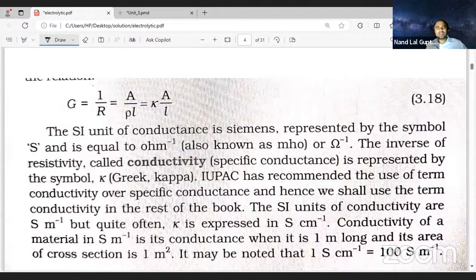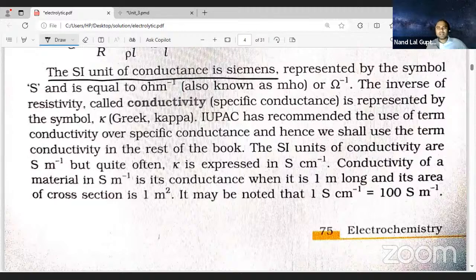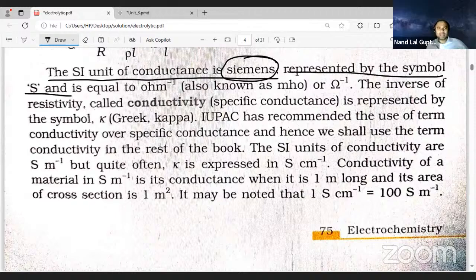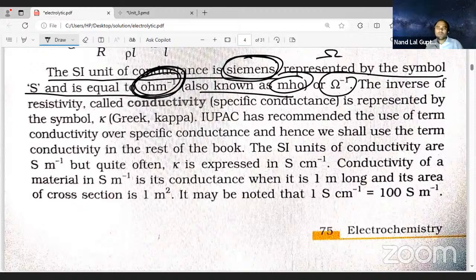There is nothing tough. The SI unit of conductance is siemens. It is represented by the symbol S and is equal to ohm inverse. Siemens is equal to ohm inverse, I already taught you. Also known as mho. Ohm is what? This is the ohm, but if it is ohm inverse, that is called mho. The inverse of resistivity is called conductivity. Inverse of resistivity is called conductivity.